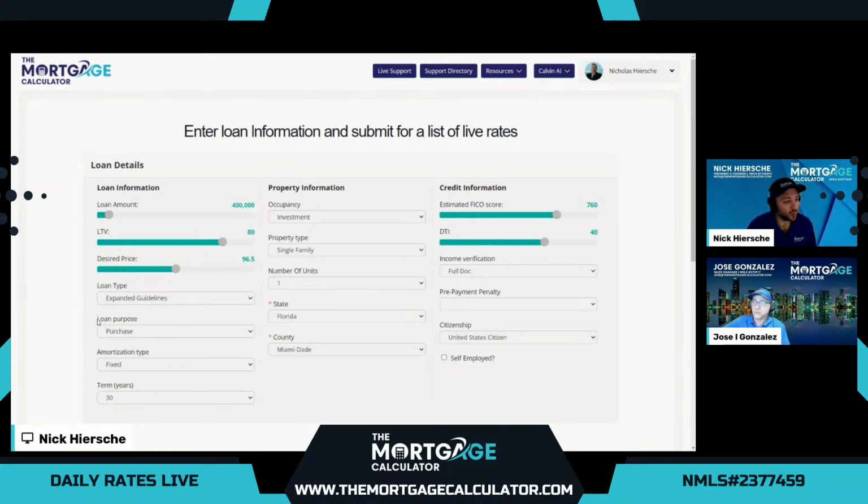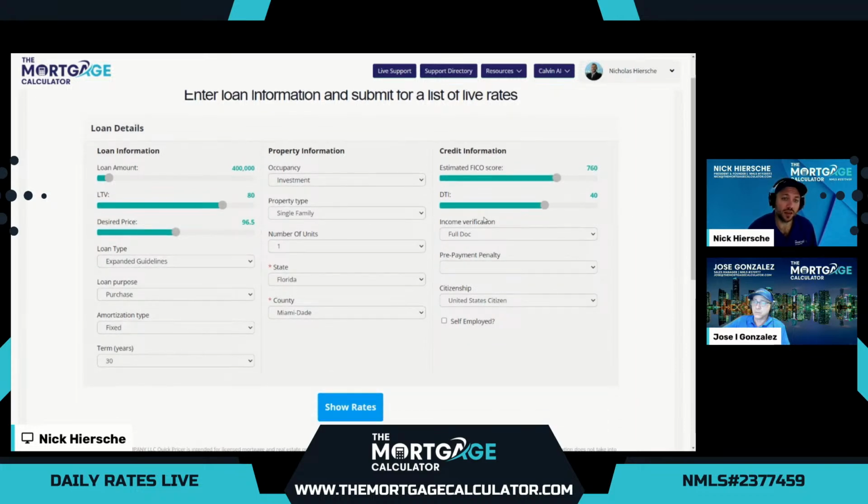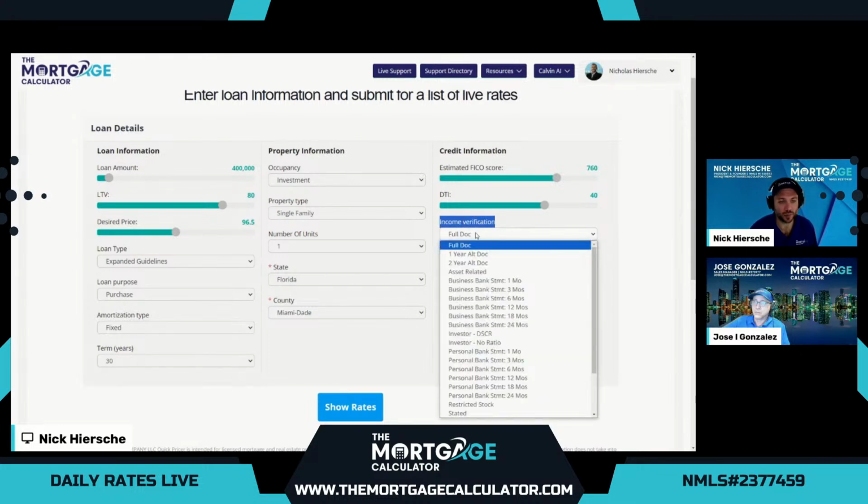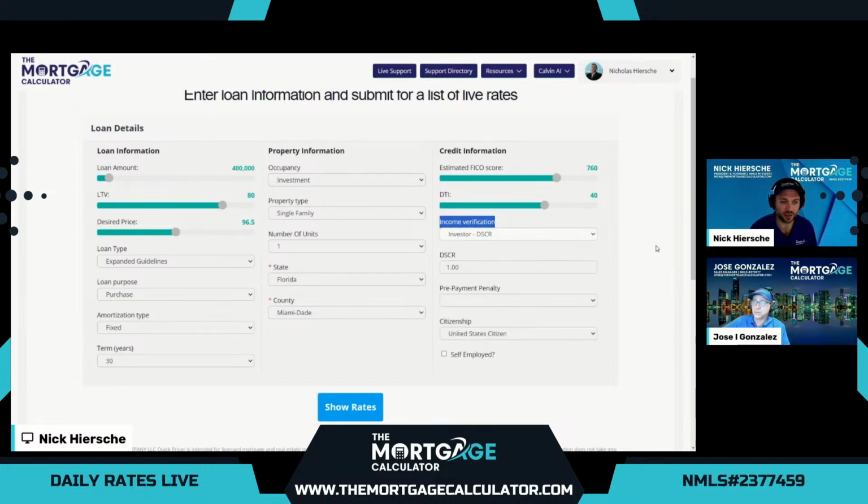So for the final demo, we will choose investment property, expanded guidelines, also known as non-QM. And the first thing we must select is our income verification. The most popular option for investment property is going to be the DSCR option. It stands for debt service coverage ratio. It's because it doesn't require any income or employment. We simply use the estimated rental income to calculate that debt service coverage ratio.